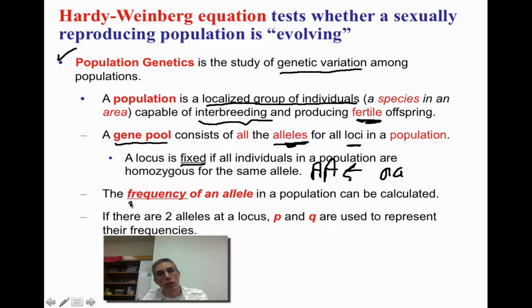Now, something else we need to think about here is something called the frequency of an allele in a population. And again, that's just looking at the likelihood that you would actually find that allele in that population. And as I had said, we're going to do a little bit of math to calculate that particular frequency. Now, of course, if there are two alleles at a particular locus, what we're going to have to do when we do the math is identify them by a particular identifier or letter. And in this case, the P and the Q are going to be used to represent their frequencies.